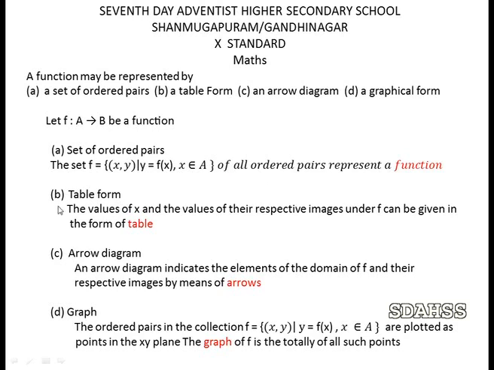Table form. The values of x and the values of their respective images under f can be given in the form of a table. Arrow diagram. An arrow diagram indicates the elements of the domain of f and their respective images by means of arrows. Graph. The ordered pairs in the collection f = {(x, y) : y = f(x), x ∈ A} are plotted as points in the xy plane. The graph of f is the totality of all such points.